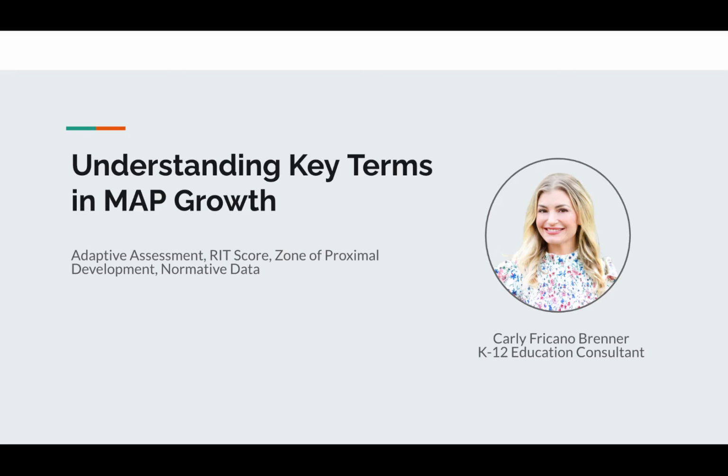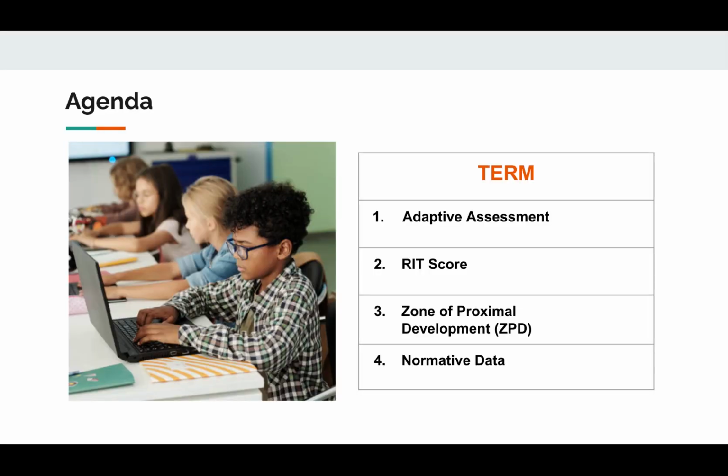Hello, my name is Carly Brenner, and today I'll be explaining 4 key terms related to MAP assessments: adaptive assessment, RIT or RIT score, zone of proximal development or ZPD, and normative data. These concepts are crucial for understanding how MAP growth assessments work and how they benefit students and educators.